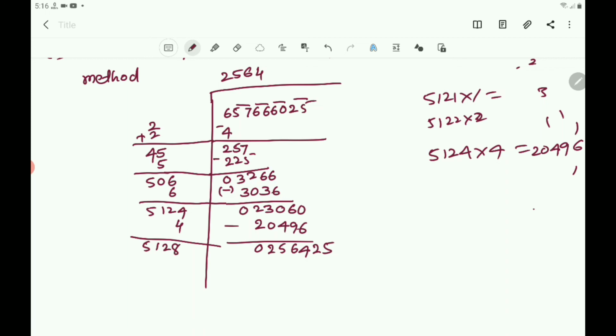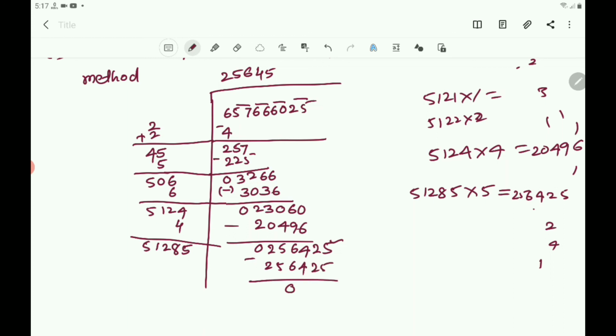Now in front of 5128, you must put the digit and multiply that number by the same digit to get this value. Because it is the last group, you must get 0 here, as the given number is a perfect square. So the ending digit is 5, means you must put 5 only. 5128 5 into 5. Then it is 5 5s are 25. 5 8s are 40 plus 2, 42. 5 2s are 10 plus 4, 14. And 5 1s are 5 plus 1, 6. Then 5 5s are 25. You got the exact value. So write 5 here. That is 256425 you got. If you subtract, you will get 0.